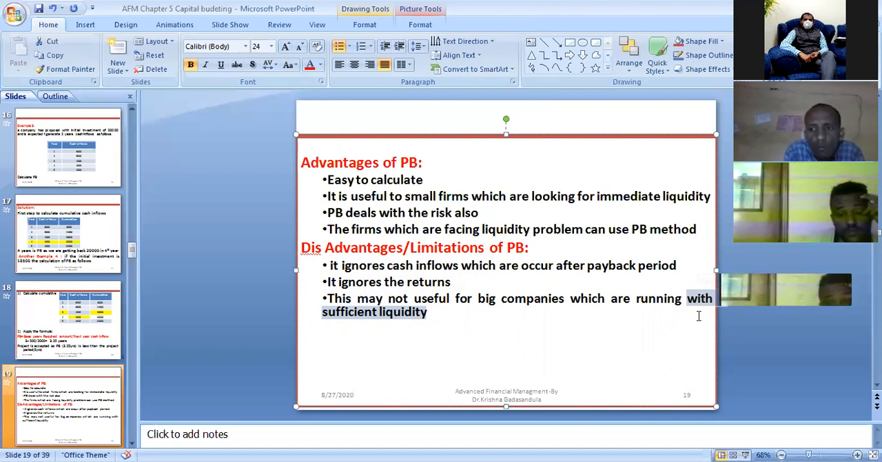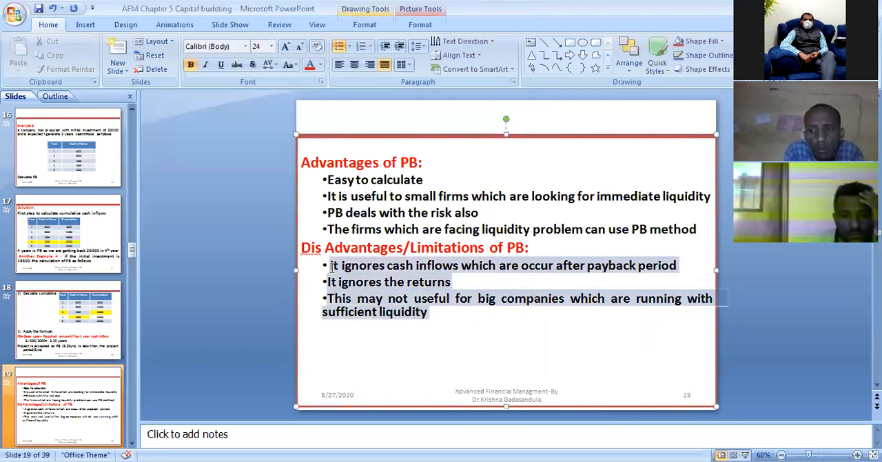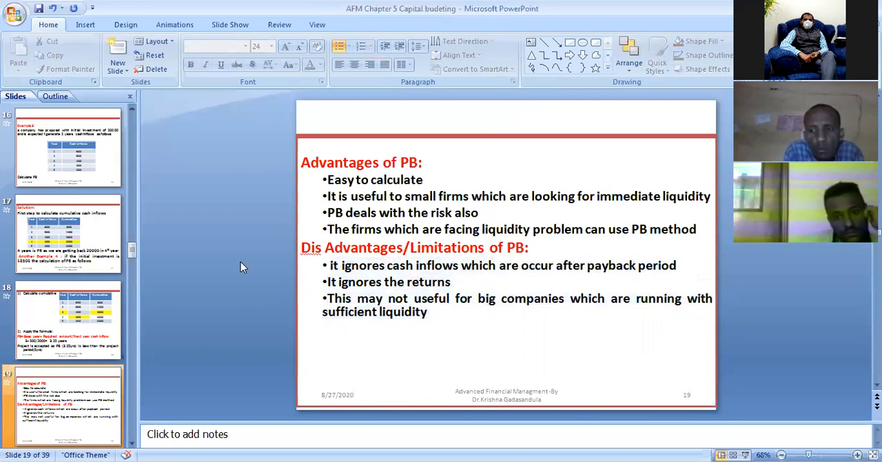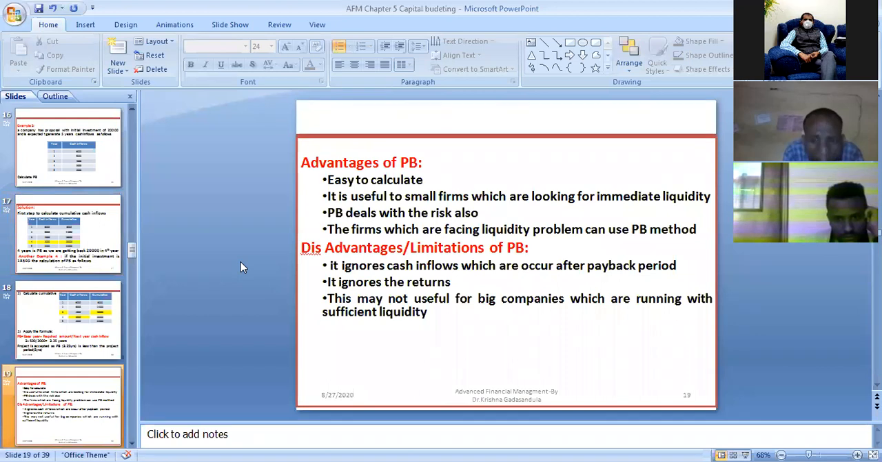How much time, if I invest, how much return I will get. That is why the payback period is not calculating the returns; it is ignoring the returns. It is only concentrating on the time period. This is the payback period calculation for projects.